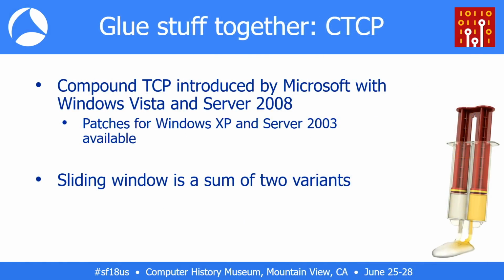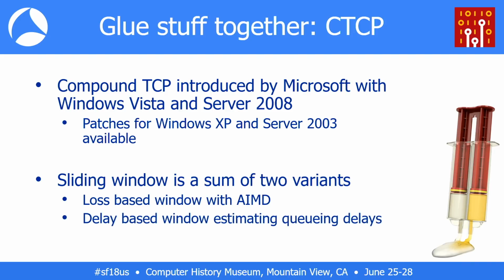So Microsoft actually came up with a solution to this with Windows Vista and Server 2008, I think at least release 2. They introduced a new congestion control algorithm called compound TCP. And compound TCP, as the name might indicate, combines two variants of the window. First, we have a loss-based window, like we have seen before with the congestion avoidance, the AIMD algorithm. But then in addition to that, we also have a delay-based window.